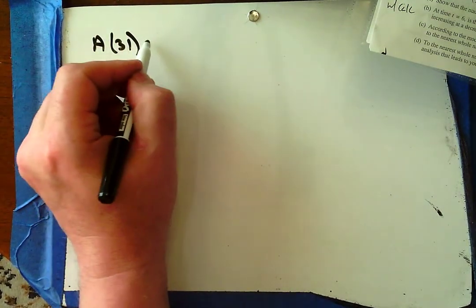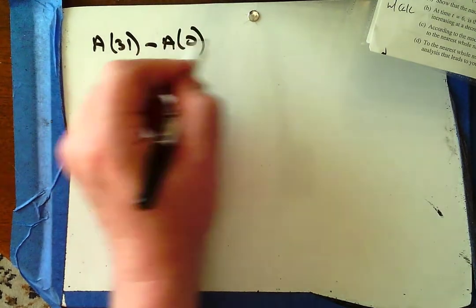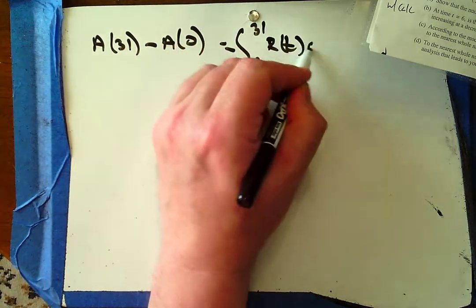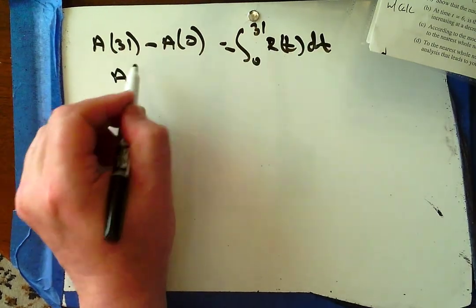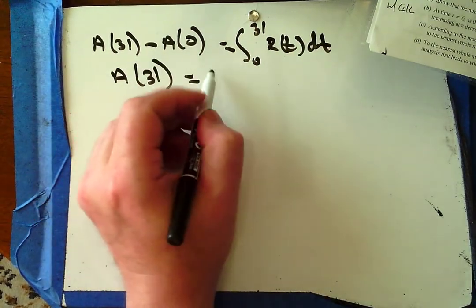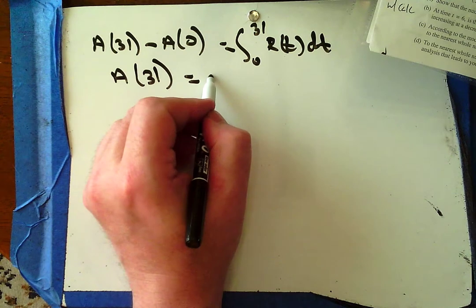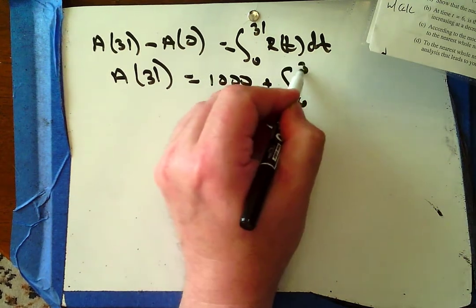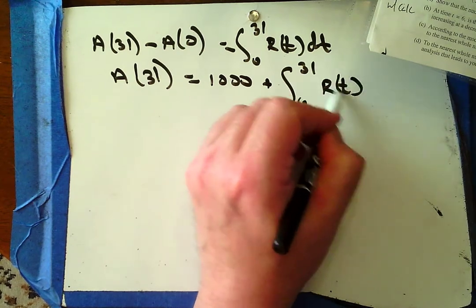Part C says, according to the model, how many mosquitoes will be on the island at t equals 31? So we go back to our amount function, A of 31 minus A of 0 equals the integral from 0 to 31 of r of t dt. And so A of 31 is going to be, how many did we start with? 1,000 plus the integral 0 to 31 of r of t dt.